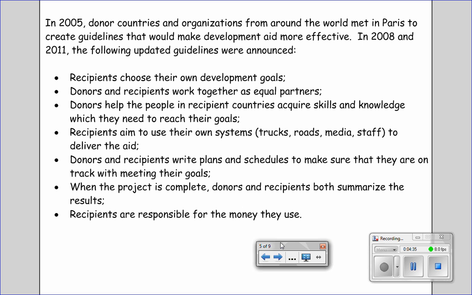Recipients aim to use their own systems, trucks, roads, media, staff, to deliver the aid. Donors and recipients were to write plans and schedules to make sure that they are on track with meeting their goals. When the project is complete, donors and recipients are to both summarize the results, and recipients are responsible for the money they use. This was all about cutting down the amount of money that was being spent on consultants and staff from other countries, making sure the money went more towards actual goals.